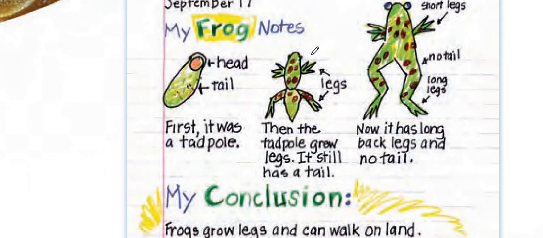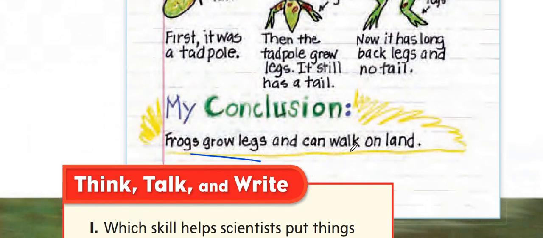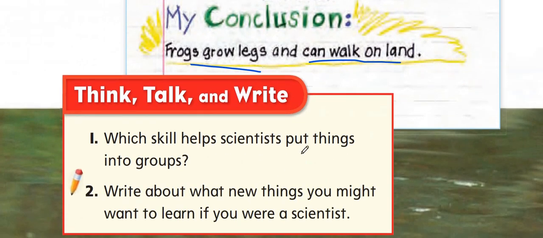Here is my frog notes. At first, the tadpole consists of just a head and tail, and then legs. They have front and hind legs. Then the tadpole grows its legs and still has the tail, and then the tail will disappear completely, and the front legs will be shorter, and the ones in the back will be longer. So my conclusion: frogs grow legs and can walk on the water or on the land.